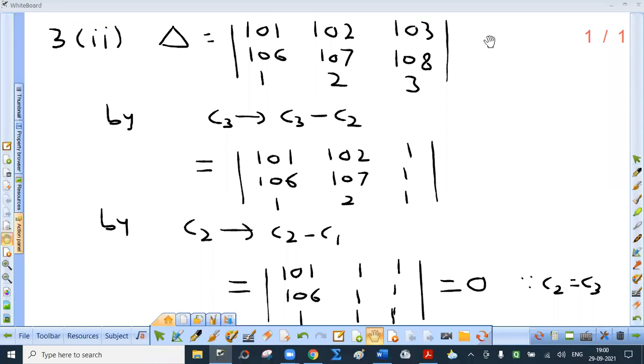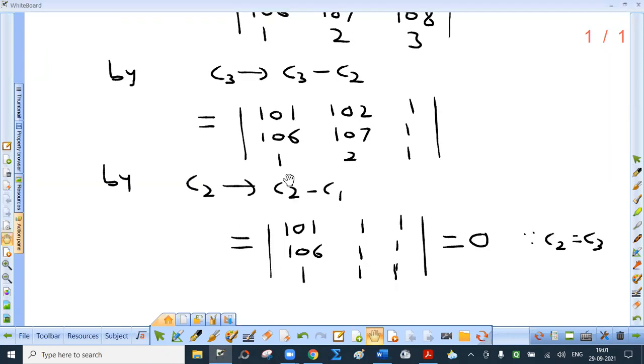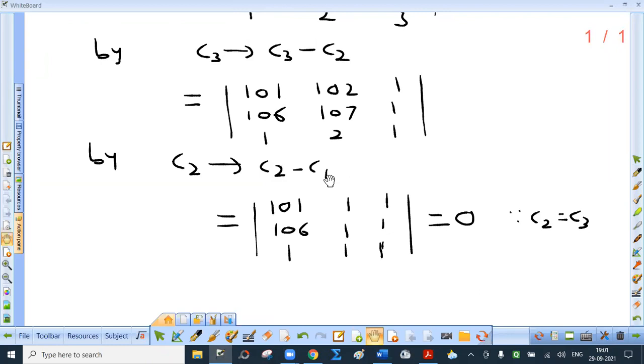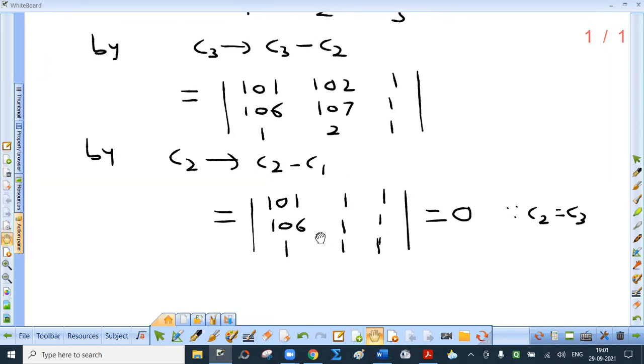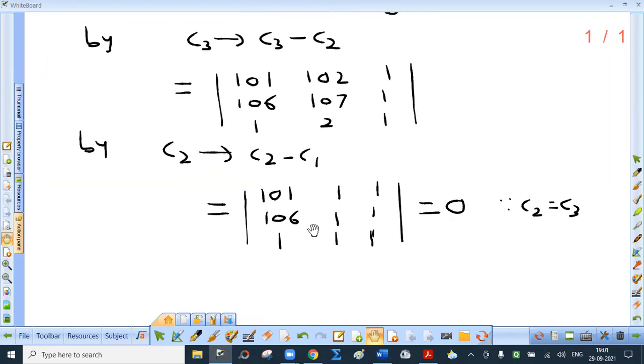Second, C3 changes to C3 minus C2. So third column is 1, 1, 1. And then C2 changes to C2 minus C1. It is better that we write these two steps separately. You may argue that when we say C3 changes to, we are not changing C2. Yes, but eventually we are going to change C2. So don't mix these two steps. Now by C2 changes to C2 minus C1, you get the second column also as 1, 1, 1. As two columns are identical, the value of the determinant is nothing but 0.